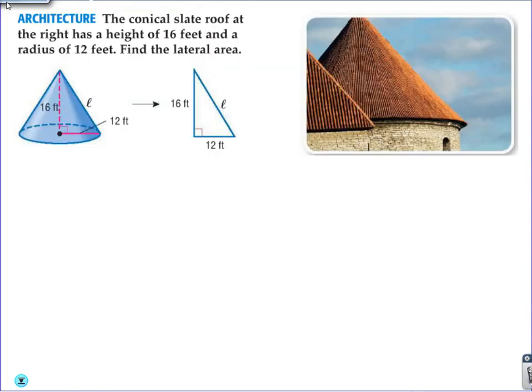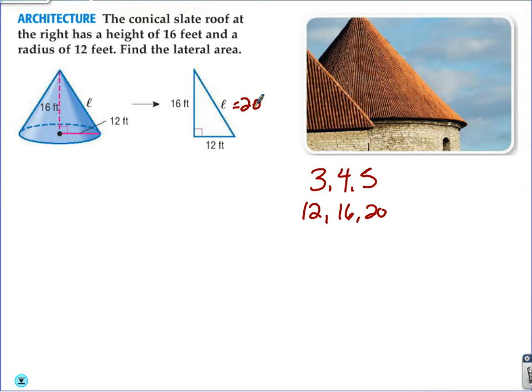Here we go. First problem. A conical slate roof at the right has a height of 16 feet and a radius of 12 feet. And they've done a little cross section for you there. We don't have a slant height, but we know how to find slant height. Hang on. 3, 4, 5. That's a triple, right? Multiply everything by 4. 12, 16, 20. This is also a triple. That's good. Similar triangles make it a ton easier.